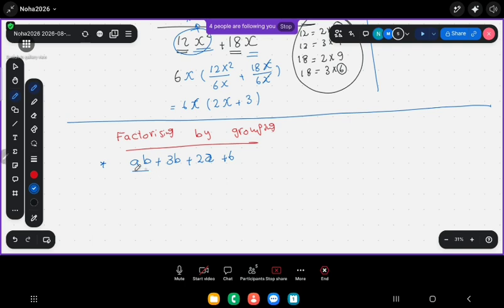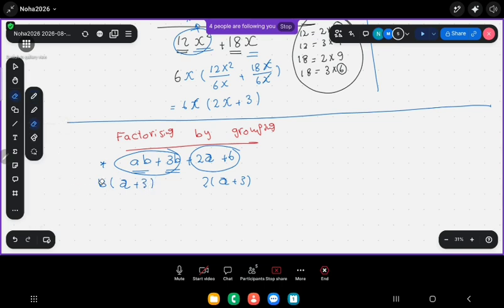If I take AB and 3B, can I take a common factor from them? Yeah, I can take B. And what about 2A and 6? Can I take any common factor here? Yeah, it will be 2. If I take out 2, it will be A plus 3. And here, if I take out B, it will be A plus 3. Yeah, I finished.